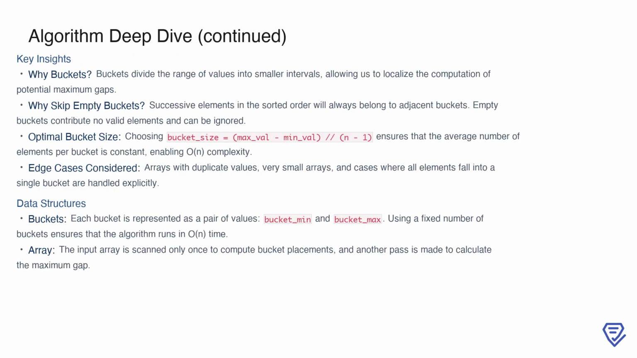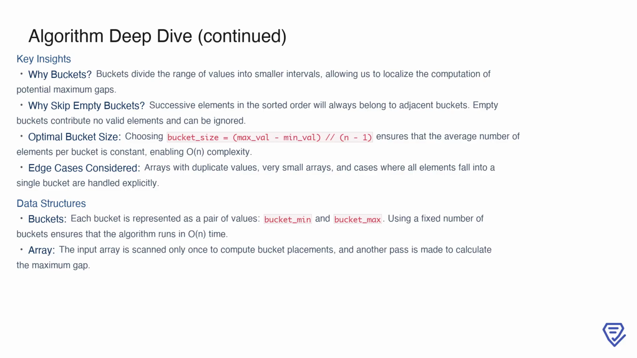Buckets are central to this solution because they allow us to partition the range of values into smaller intervals. This localization makes it possible to calculate the maximum gap without explicitly sorting the array. Successive elements in the sorted order will always belong to adjacent buckets, so empty buckets can safely be ignored, as they don't contribute any valid elements. The choice of bucket size is also critical.